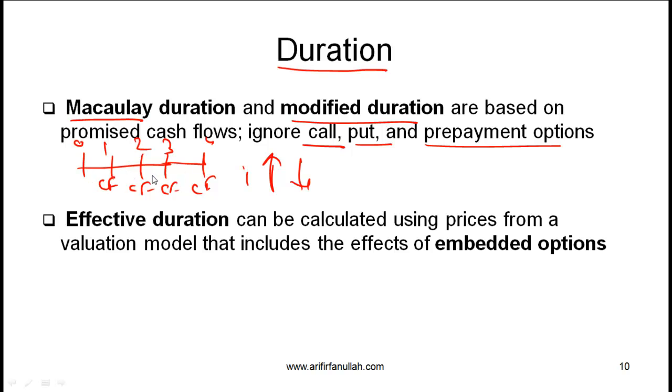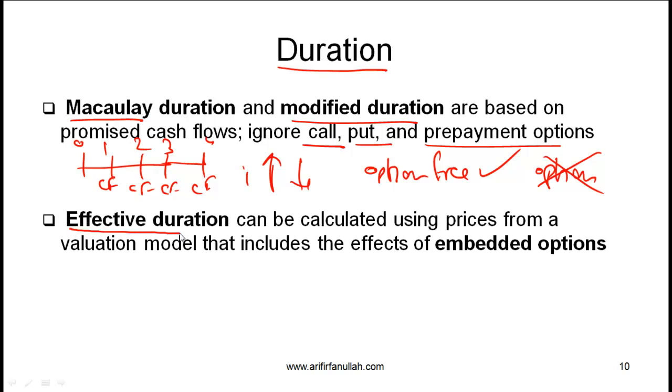what is initially projected. Hence the Macaulay duration or the modified duration works fine for option free bonds. So for option free bonds this method is okay, but if bonds have options, then this method breaks down. So that is the big disadvantage of these methods, that when a bond has options such as a call option, put option or prepayment option, then these methods don't work.